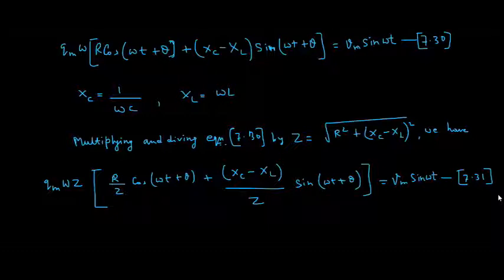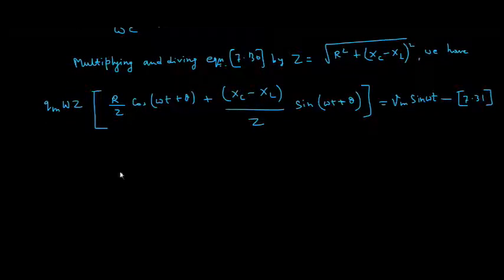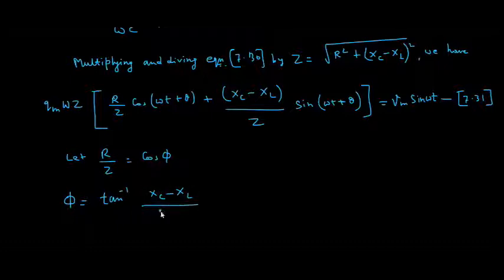Now let R upon Z is equal to cos phi. Then we can write phi is equal to tan inverse of Xc minus XL upon R. This is equation 7.32.